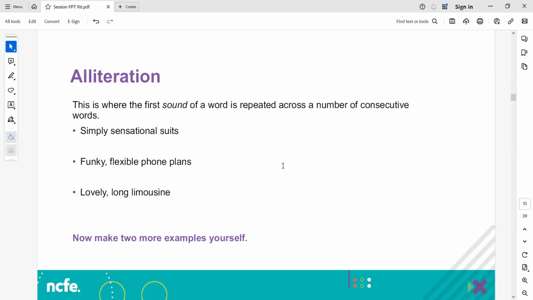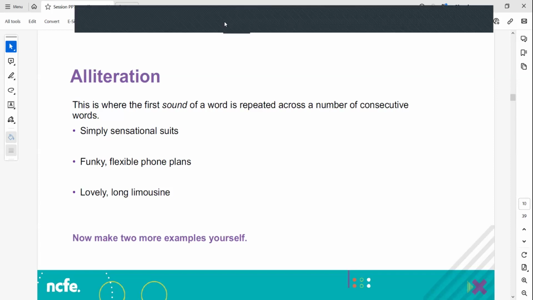It's often used in advertising to grab people's attention. As you can see there, simply sensational suits, an advert for a menswear store, and funky flexible phone plans, a mobile phone shop or business. So I want you to think of another example of alliteration, and then I will take some suggestions. Whenever you're ready, you can let us know your suggestion.